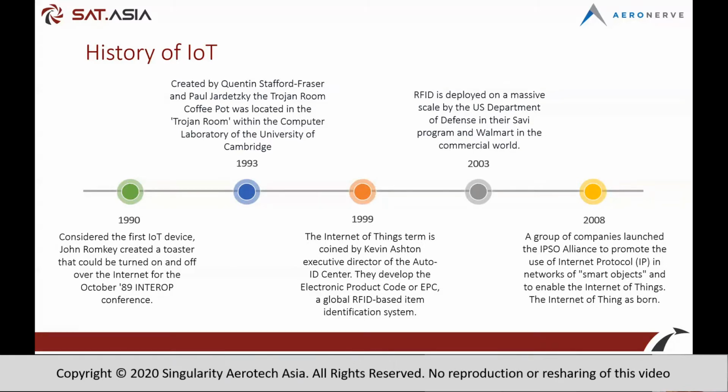It was not until 1999 when Kevin Ashton coined the term Internet of Things. At the time, he was executive director of the Auto-ID Center. Auto-ID is the company that developed RFID. Right now, RFID is being used almost everywhere. Our toll is also using RFID. Some of the stores that you go to, say, last week I went to Decathlon, they are using RFID. They no longer have stacks of barcodes anymore.